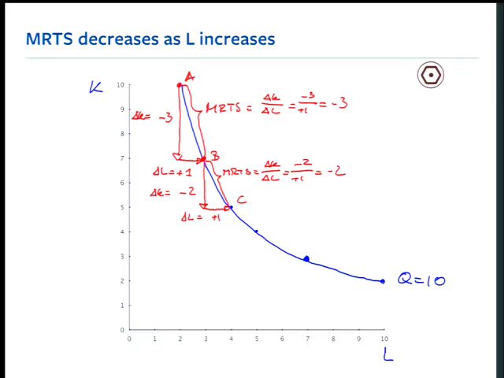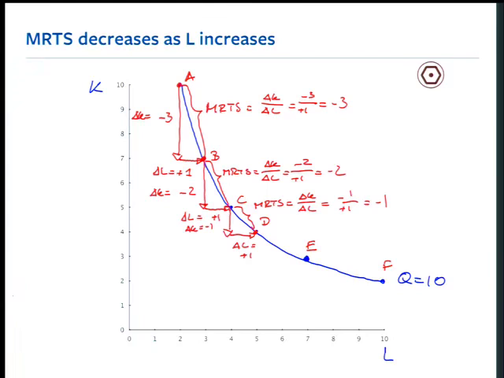Let's do one more, just because it's so much fun. Here, change in capital, -1. Change in labor, +1. So here, my marginal rate of technical substitution, change in capital over the change in labor, is -1 over +1, is -1. You could keep on going. If you go to point E, it'll be -0.5. And if you go to the last point out here, F, it'll be -1/3. So the marginal rate of technical substitution in absolute value starts diminishing as you wander along the isoquant.